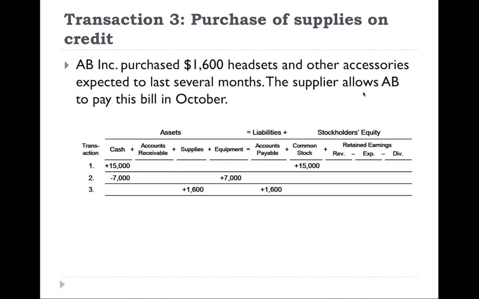The firm purchased those headsets and other accessories. So supplies increased by 1,600. And because supplies is a kind of asset, asset increased. And the supplier allowed AB to pay this bill in October. So AB Inc. didn't pay this bill directly in cash. Instead, it is accruing a liability. Because now it owes its supplier 1,600, and this is called accounts payable. So accounts payable increased by 1,600, and because accounts payable is a liability, liability increased by 1,600.